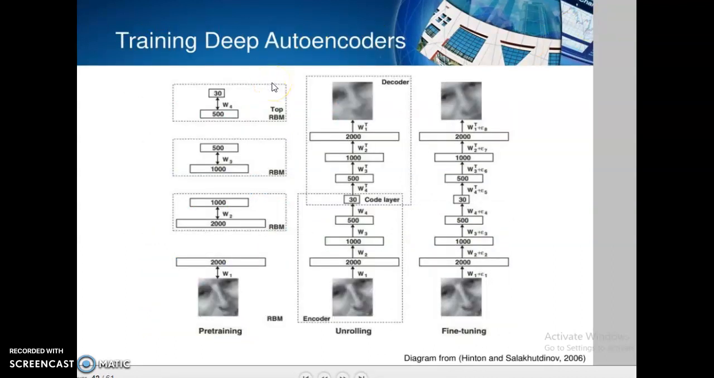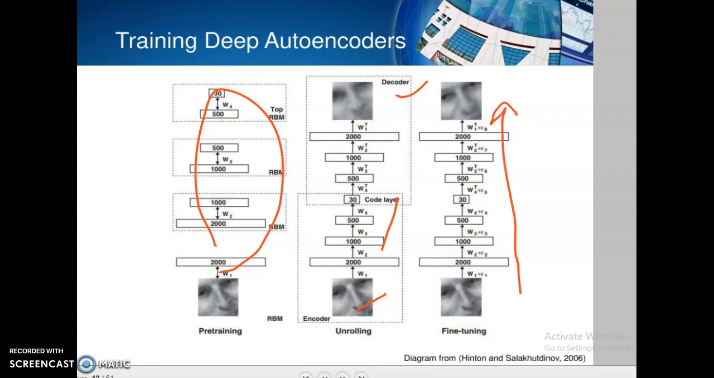Training deep autoencoders: pre-training with RBMs, creating the encoder and decoder, then fine-tuning from here to there. Most probably only the weights change.